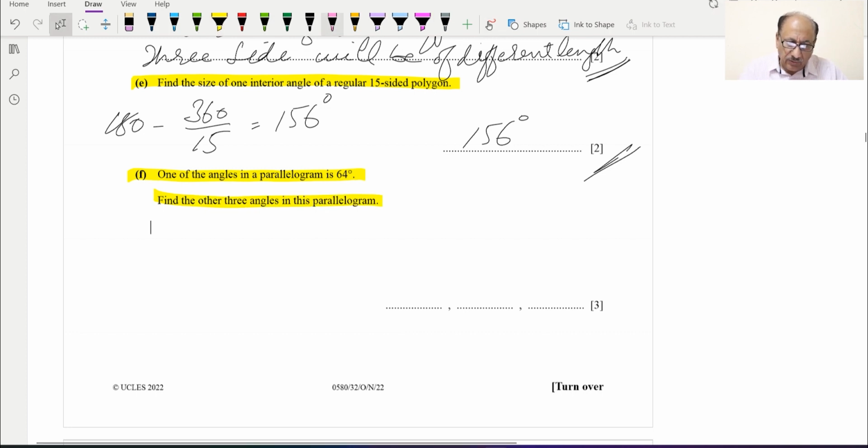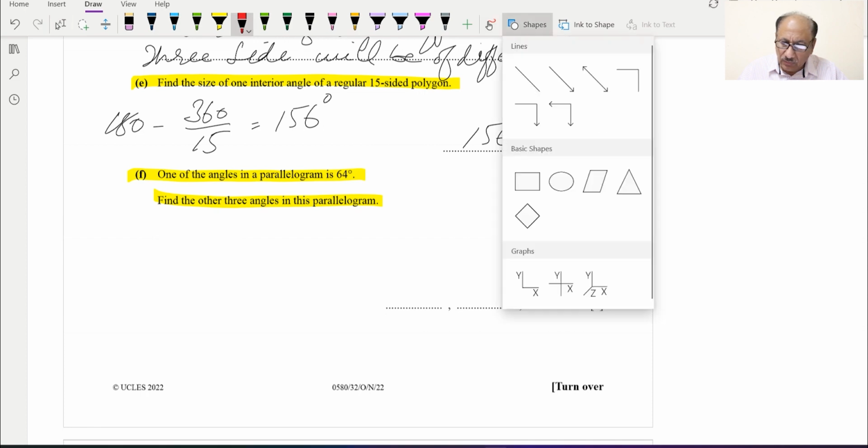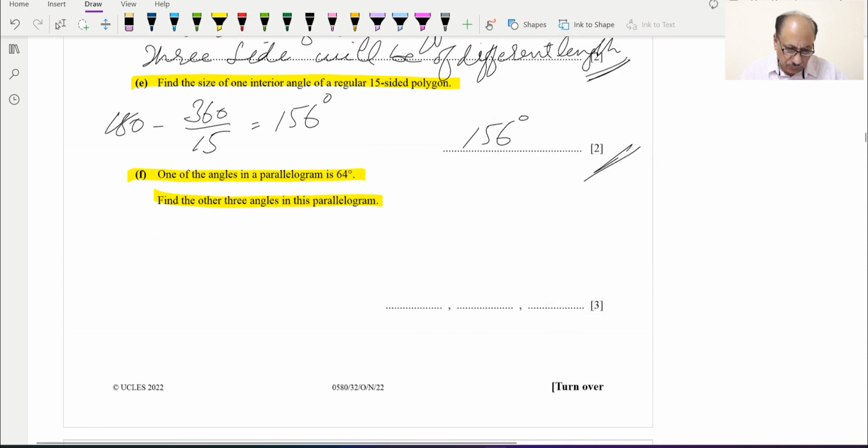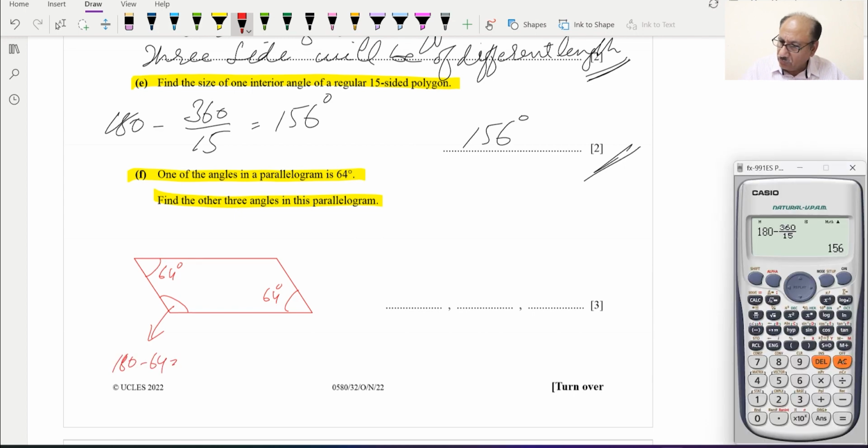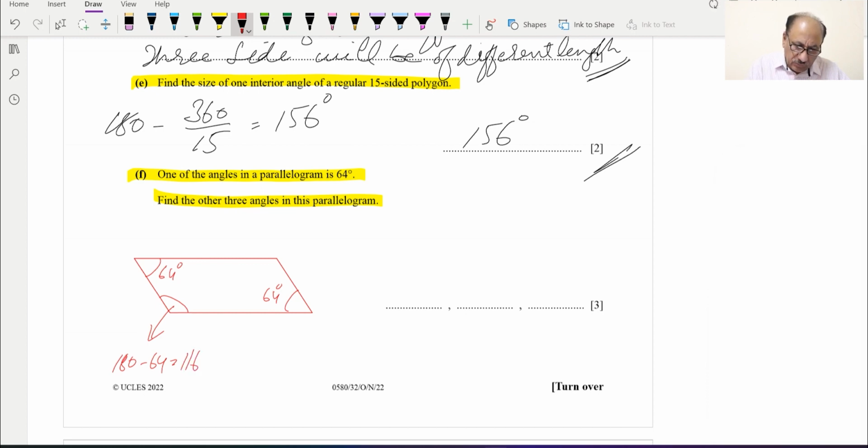So we can draw this parallelogram shape. Two angles are, for example, 64 degrees, so this will also be 64 degrees, and this angle will be 180 minus 64, which is equal to 116. So this angle will also be 116 degrees. So our answer will be 116 degrees, 116 degrees and 64, because they are saying the rest of the three angles we need to find.